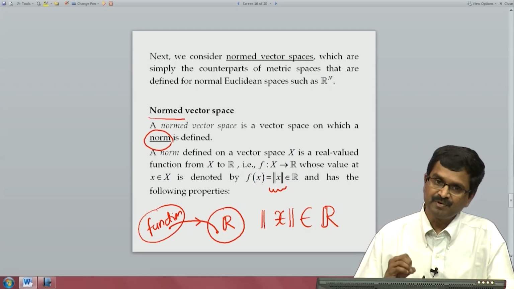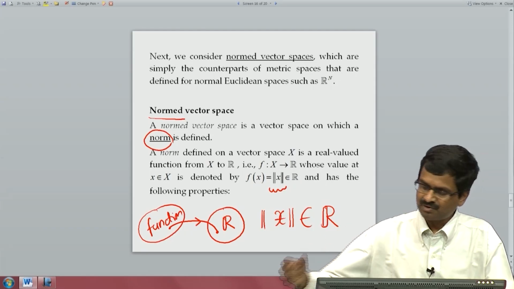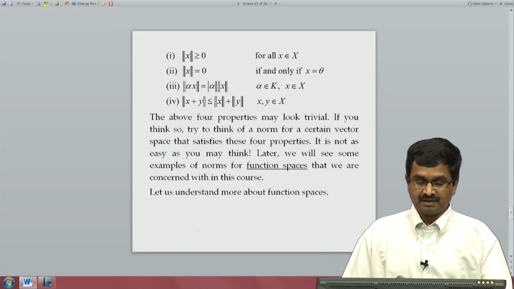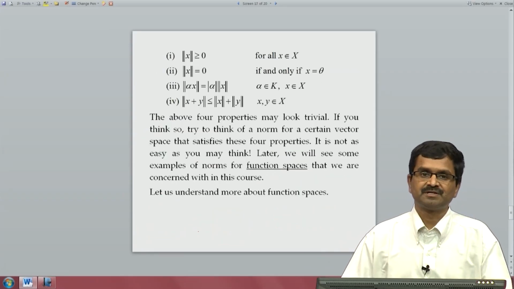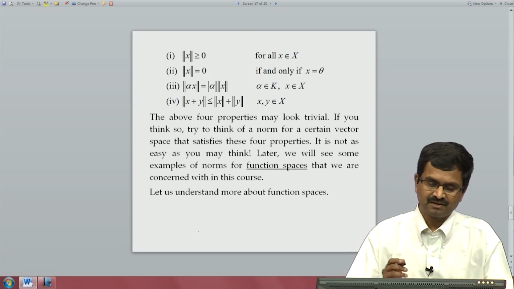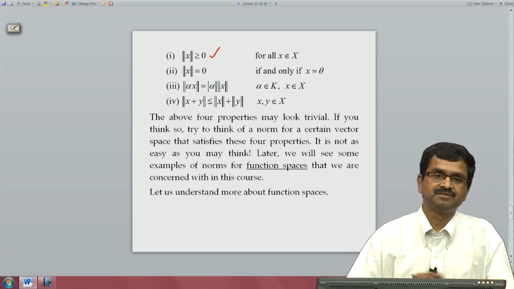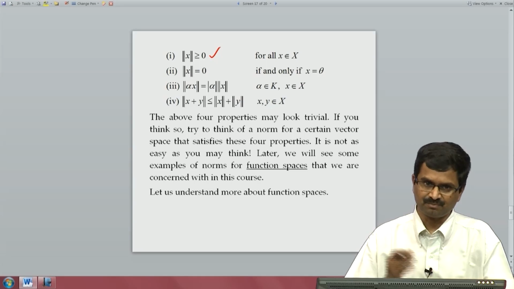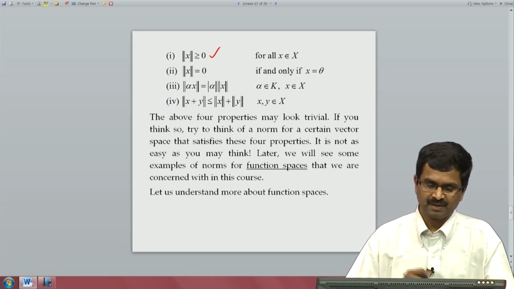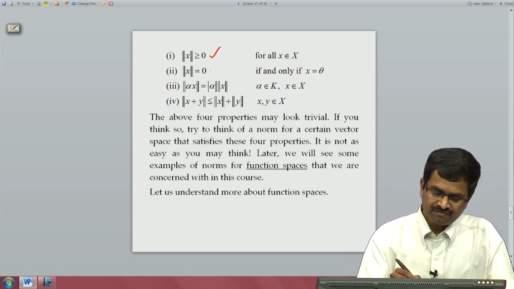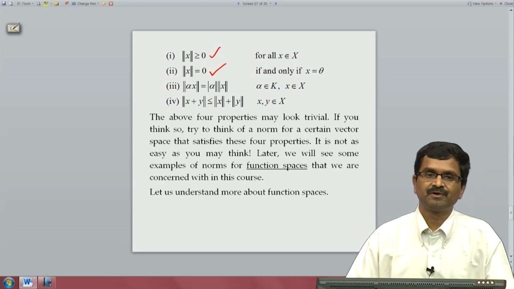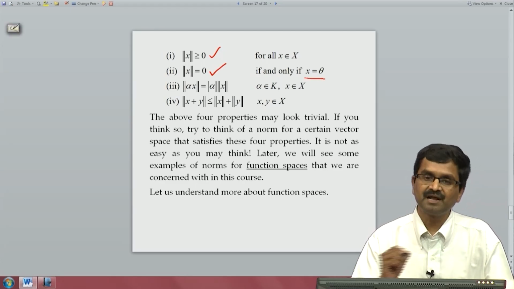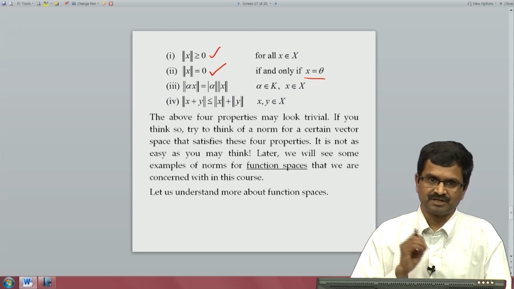So, when you have a norm defined for a vector space, we get what is called a normed vector space. That norm has to satisfy 4 properties that are shown here. First is that the norm has to be non-negative, just like a metric is. Metric should be non-negative and so is the norm, both are the same. Okay. And if the norm of an element belonging to the vector space is 0, that means that element should be a null vector, the 0 function.